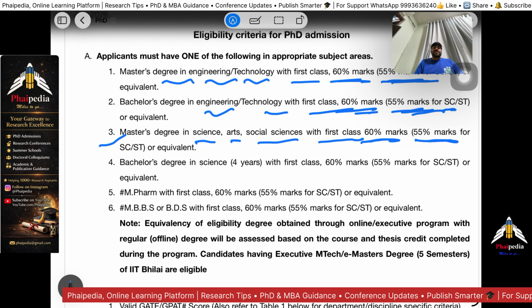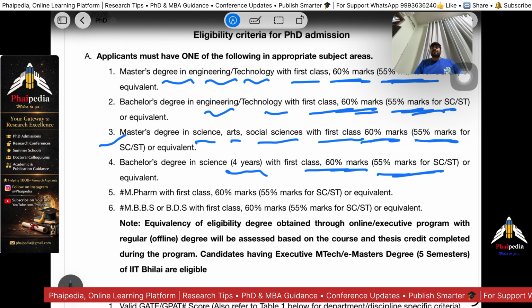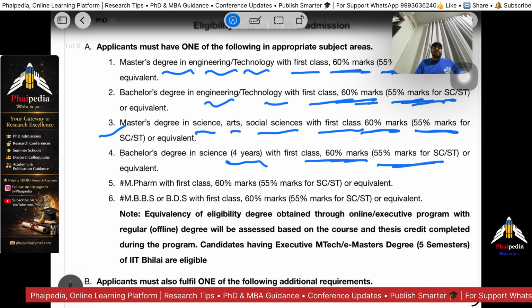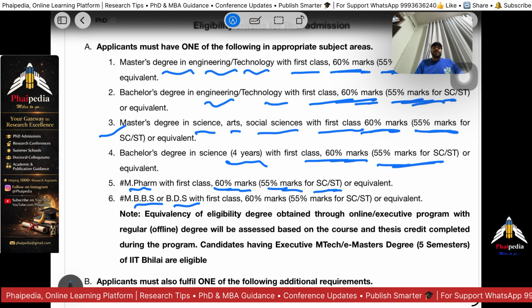You should have a bachelor's degree in science, 4 year, with first class, 60% marks, and 55% marks for ST and SC category, or equivalent. Also, you can apply if you have an M Pharma with first class, 65% marks, and 55% marks for SC and ST category, or equivalent, or you should have MBBS or BDS with first class, 60% marks, or 55% marks for ST or SC, or equivalent.